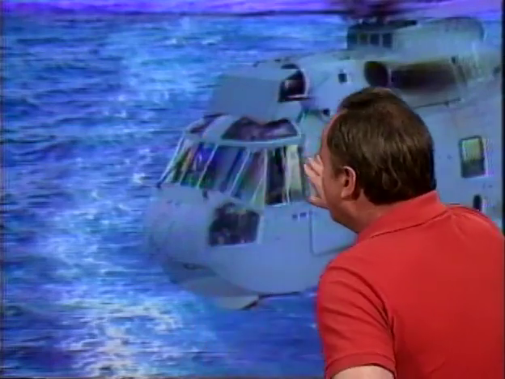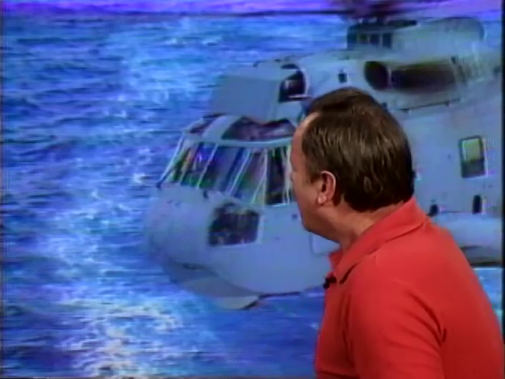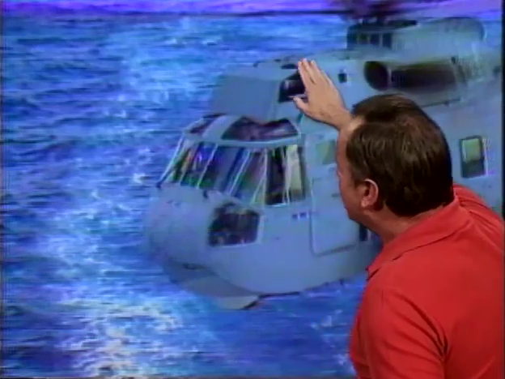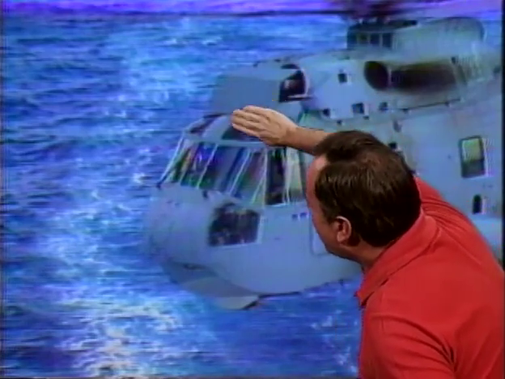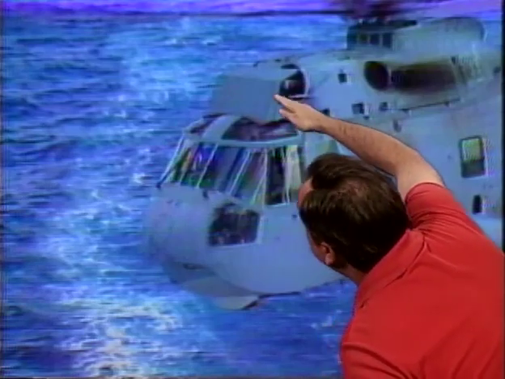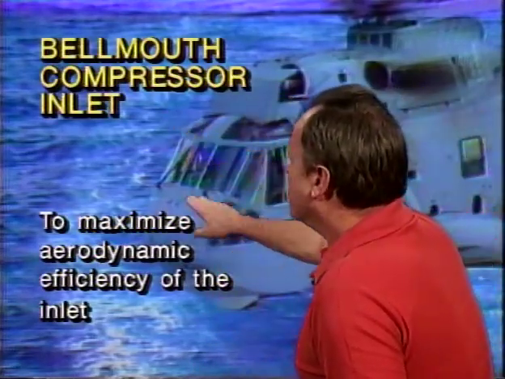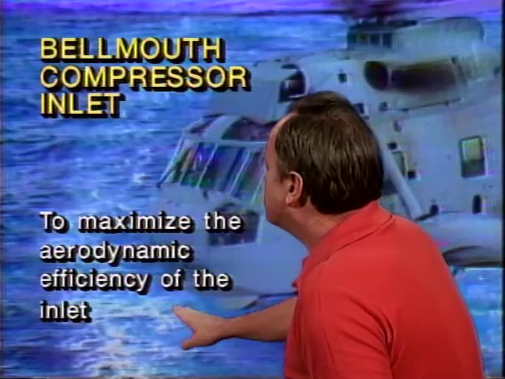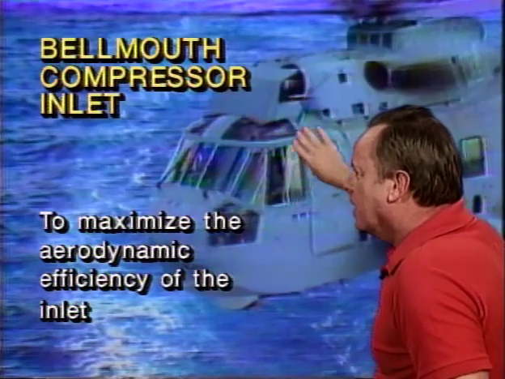Now, getting the air inside an engine is sometimes a very difficult proposition. Here's an aircraft that cannot count on ram air. Helicopters move very slowly. And if you can't count on ram air, the best inlet shape is what is known as a bell mouth inlet. It looks like a bell. Here we have a guard to prevent ice from getting in the engine, but if you looked at this inlet itself, you'd see it was shaped like a bell, and that's called a bell mouth inlet. The purpose of a bell mouth compressor inlet is to maximize the aerodynamic efficiency of the inlet when you do not have ram air pressure forcing the air in.